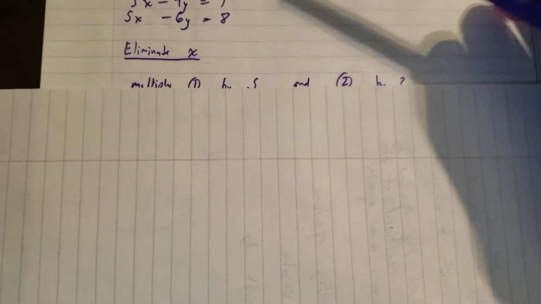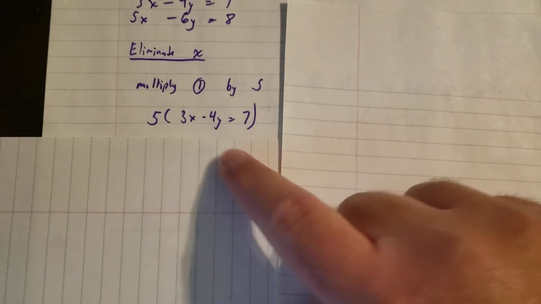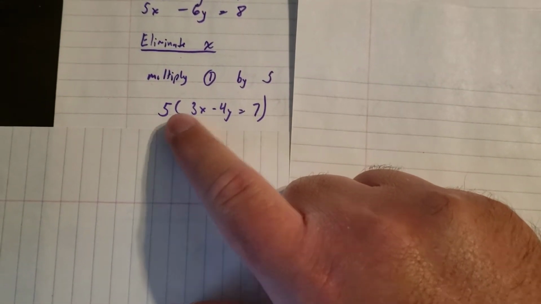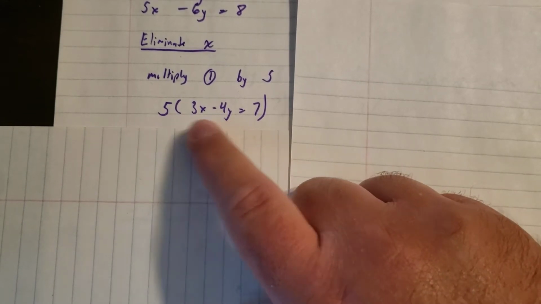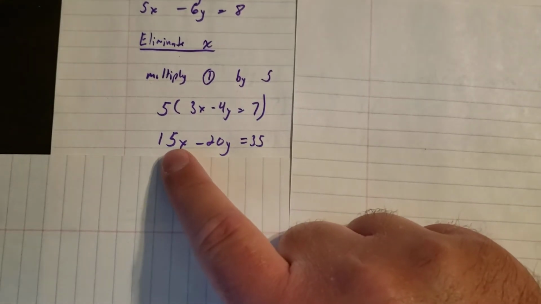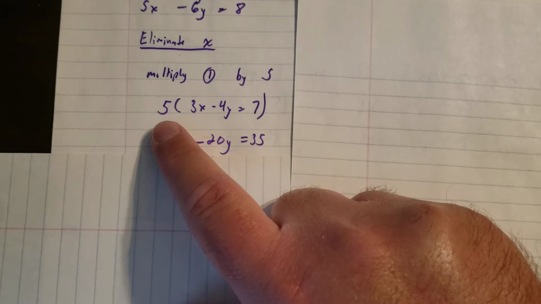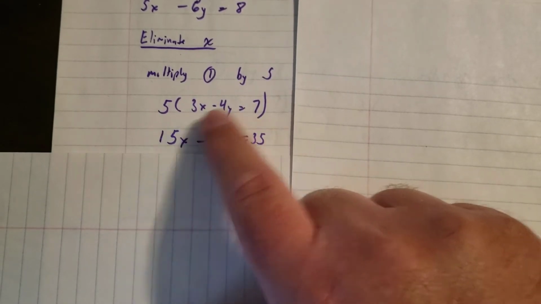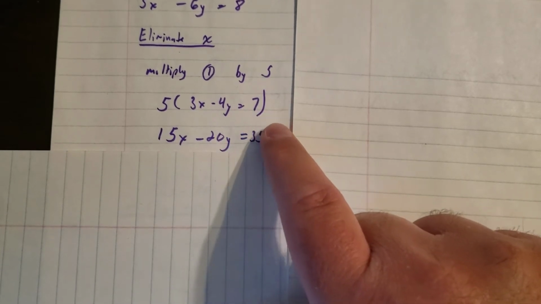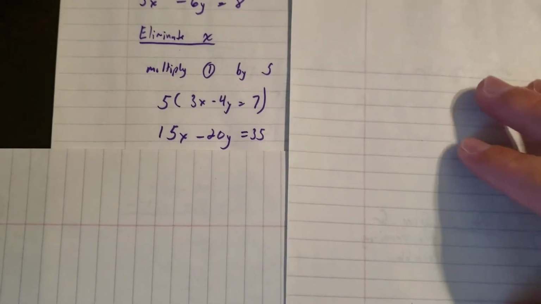So let's do that. I take that first equation and multiply everything in there by 5. So this is going to be 5 times 3x, 5 times negative 4y, 5 times 7. That of course gives me 15x minus 20y equals 35. Don't forget that you also need to multiply the 7 by the 5. It's a very common mistake to forget to multiply this number by the 5. I've seen plenty of people just carry the 7 down here, so be careful about that.